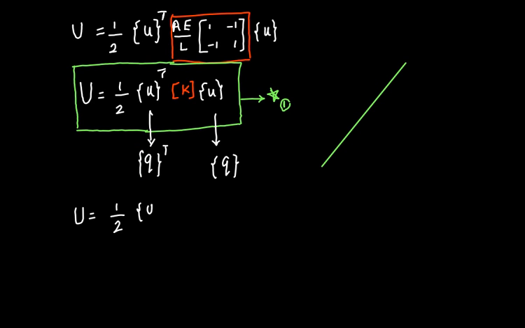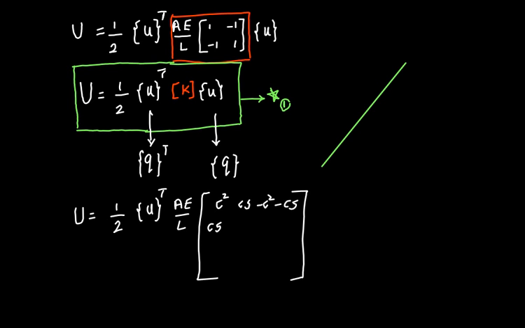It's 1 by 2 into U transpose into A by L, followed by a big 4 by 4 matrix, which is C square, CS, minus C square, minus CS, CS, S square, minus CS, minus S square, minus C square, minus CS, C square, CS, minus CS, minus S square, CS, S square, followed by this U matrix. This is our star equation number 2.